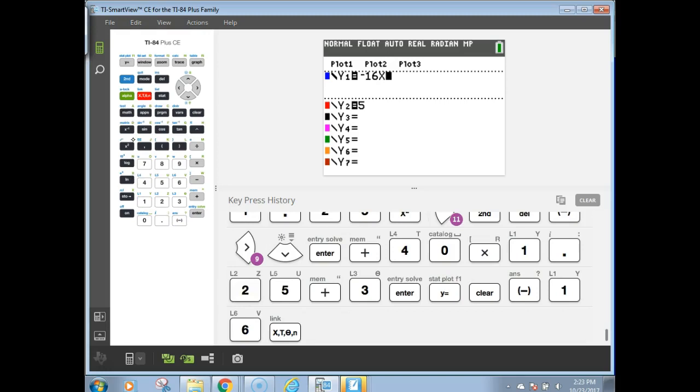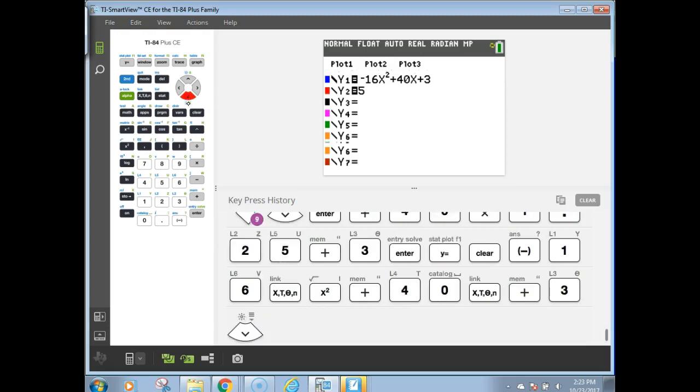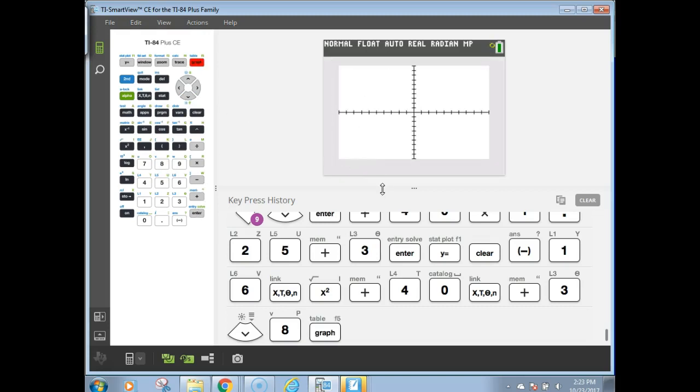Okay, negative 16x squared, then we have plus 40x plus 3. And then in y2, I'll put in 8. We're going to hit it when it's 8 feet above the ground. Smash it back at her. So that's going to be this value right here, the second intercept.